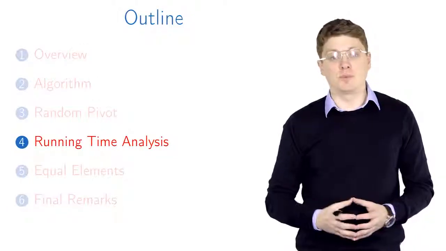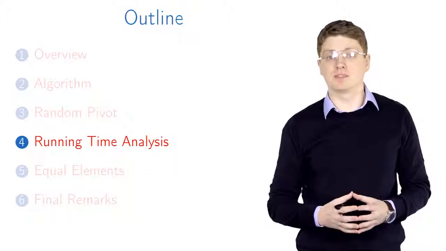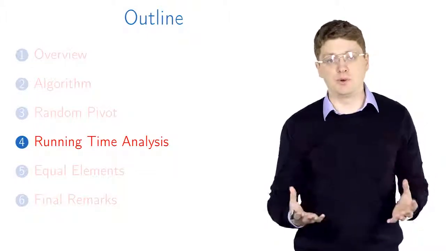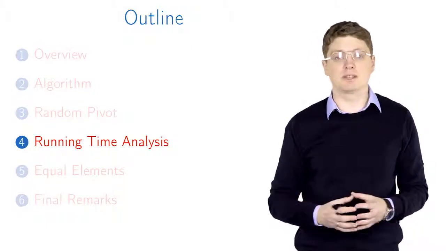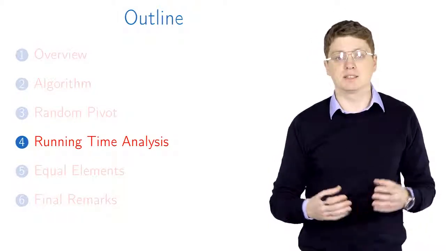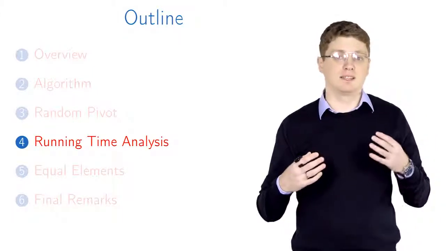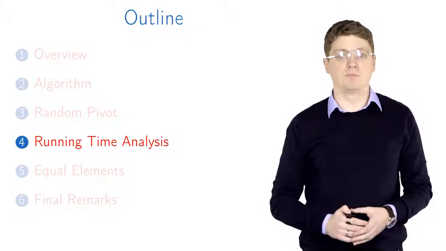In this video, we are going to prove formally an upper bound on the running time of the randomized quicksort algorithm. Namely, we are going to prove that the running time on average of the randomized quicksort algorithm is n log n asymptotically. That is, it is at most big O of n log n. And that in the worst case, the running time is big O of n squared.